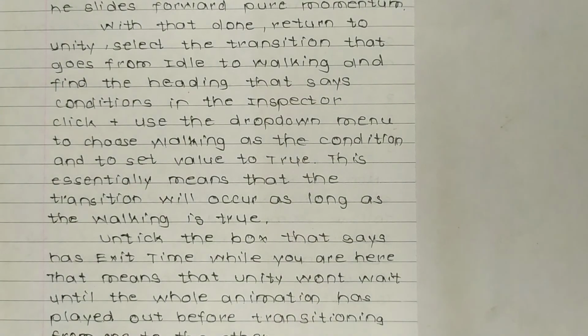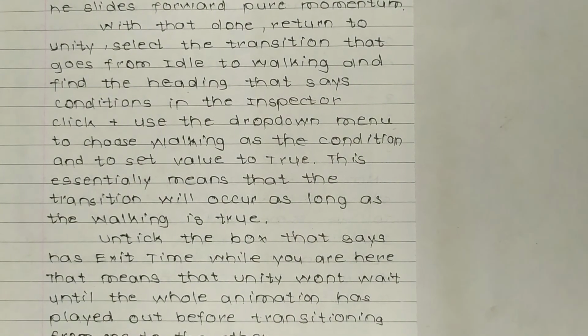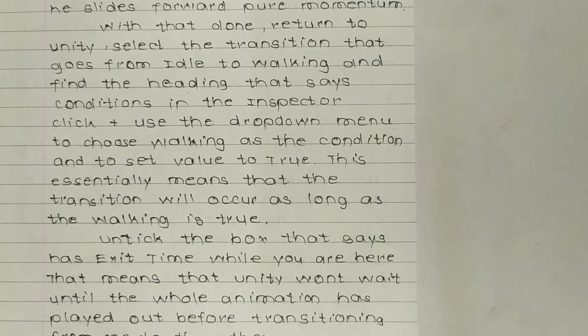With that done, return to Unity, select the transition that goes from idle to walking and find the heading that says conditions in the inspector. Click plus, use the drop down menu to choose walking as the condition and to set a value to true. This essentially means that the transition will occur as long as walking is true.